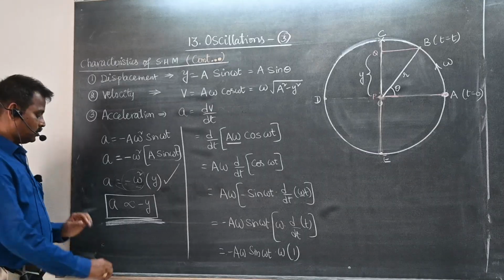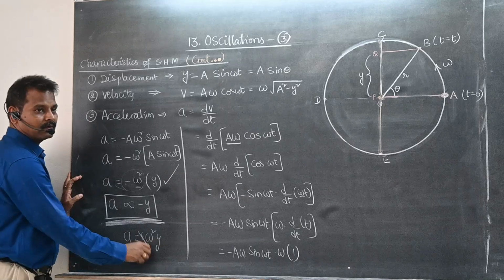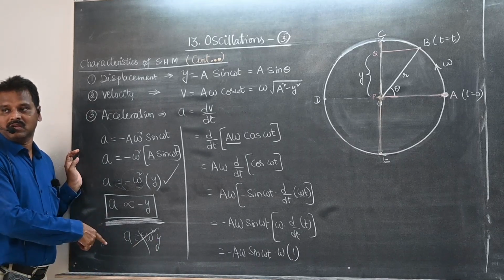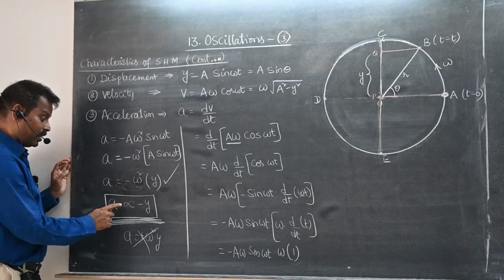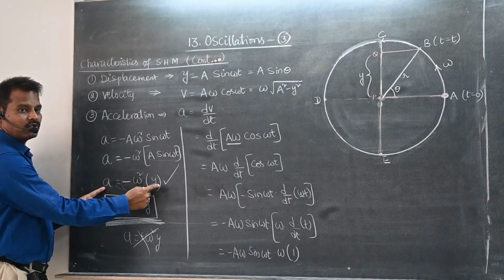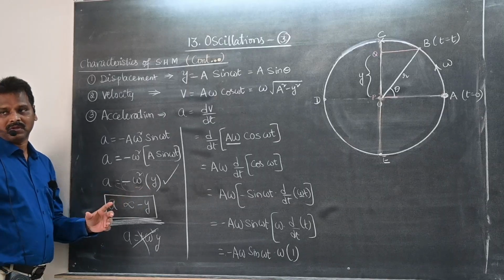Otherwise, suppose you got a is equal to plus omega square y, this is not SHM. You may get an acceleration equation like that, but that is not SHM. When it is SHM, it will be proportional to minus. This is most important because acceleration and displacement should be in opposite directions. These two should be opposite. Correct or not?